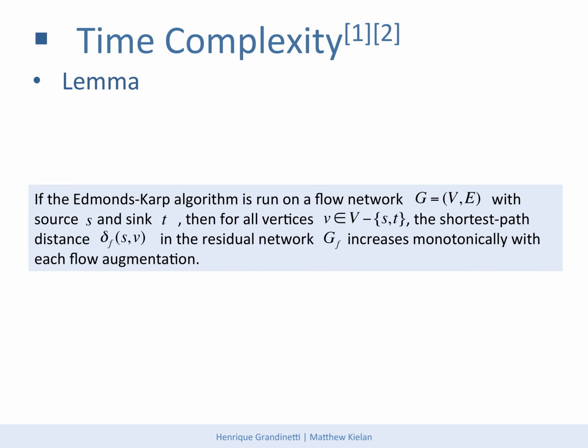In order to discuss the time complexity of this algorithm, we need to state the lemma, which we give without proof. It basically states that with each iteration, the shortest path in the residual network from the source to any vertex which is not the source or the sink will increase monotonically, i.e. stay the same length or get longer.